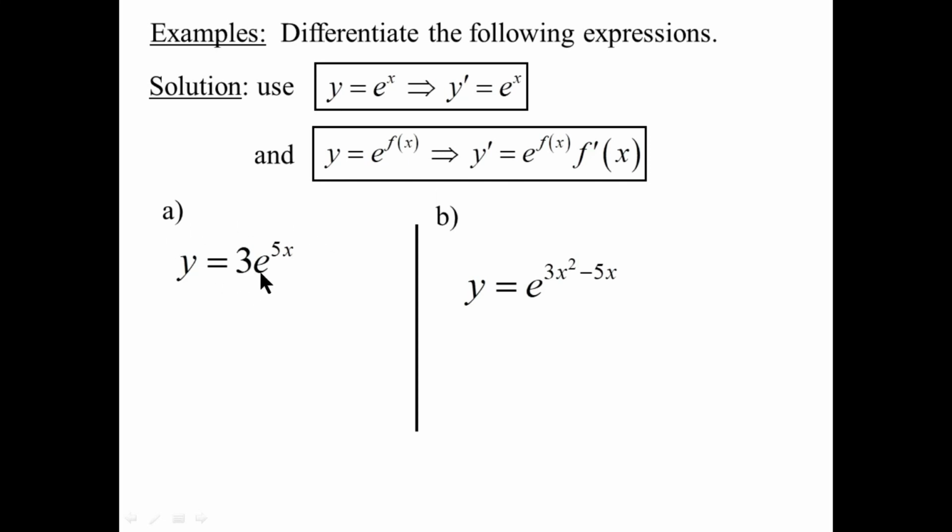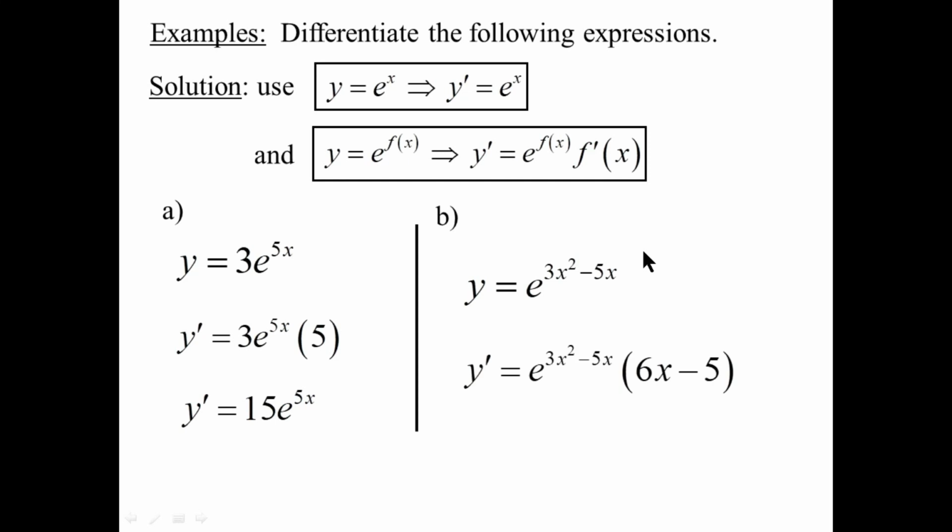Here's an example. Y equals 3e to the 5x. Want to prime it? All you do is copy it times the derivative of the exponent. And then tidy it up. Here we go again. Want to differentiate this? All you have to do is copy it and then multiply by the derivative of the exponent on e. So it will be copy it times the derivative of the exponent on e, 6x minus 5 in this case.